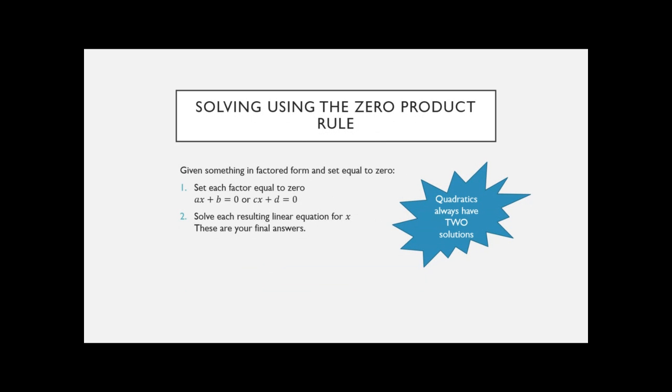So the steps for solving using the zero product rule are actually pretty simple. You've got something that's factored and set equal to 0. So again, our two forms could be something like this, or maybe something like this. You could even have numbers in front of there. But you basically have things multiplied by each other and equal to 0. And you set each factor equal to 0 to solve. So each part separately gets its own equation.